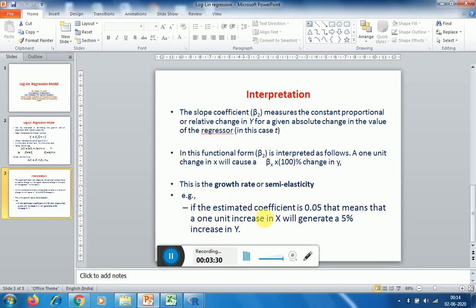For example, if the estimated coefficient beta 2 is 0.05, it means that a 1 unit increase in x will generate a 5% increase in y. If we multiply this value by 100, we get 5%. So 1 unit change in x causes 100 into beta 2 percent change in y. This is how we always interpret models based on log linear regression. Now we will discuss this with the help of an example.